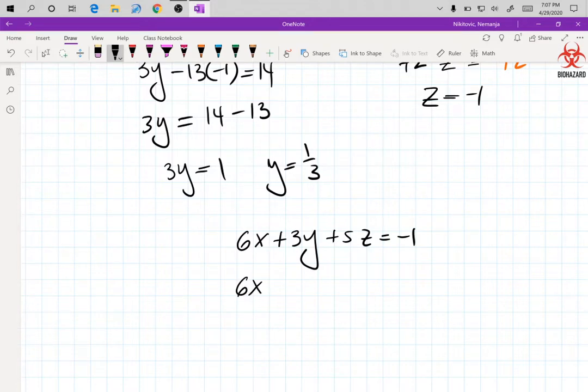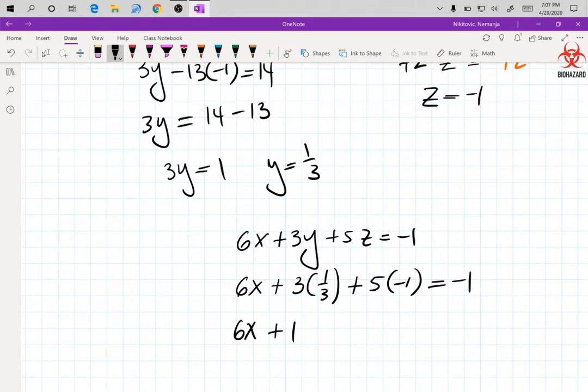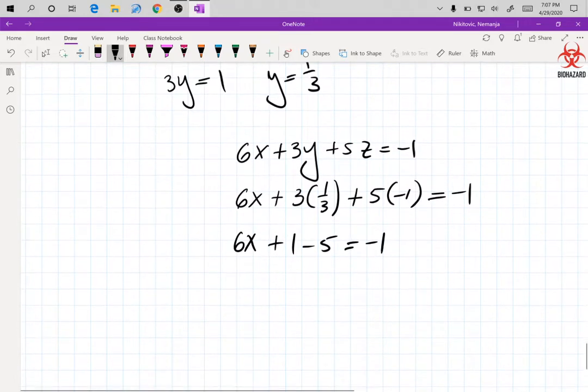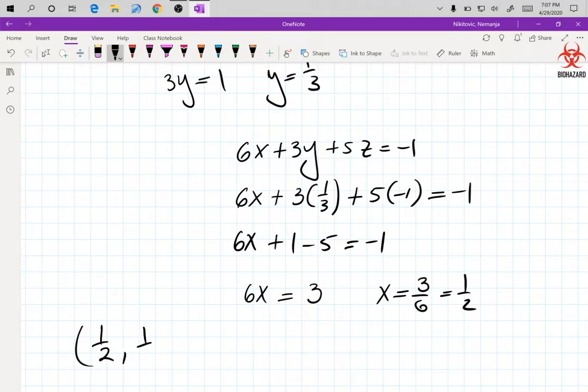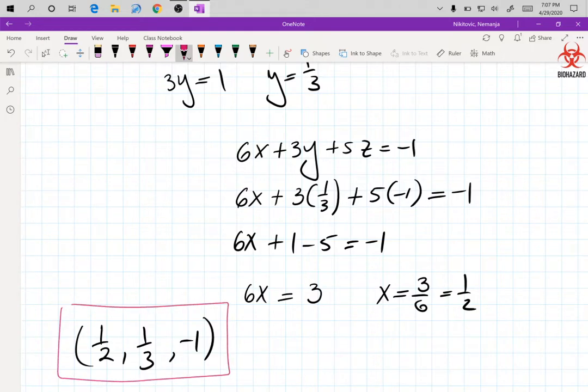So we have 6x plus 3 times 1/3. Well, that's nice. Plus 5 times negative 1. That's nice. Negative 1. So 6x plus 1 minus 5 equals negative 1. That's a 6x. This is minus 4. And then goes to the other side, is plus 4, so 3. X is 1/2. Well, 3 over 6, which is 1/2. So the solution is 1/2, 1/3, negative 1. And the book has the same answer. Yes! Got it.